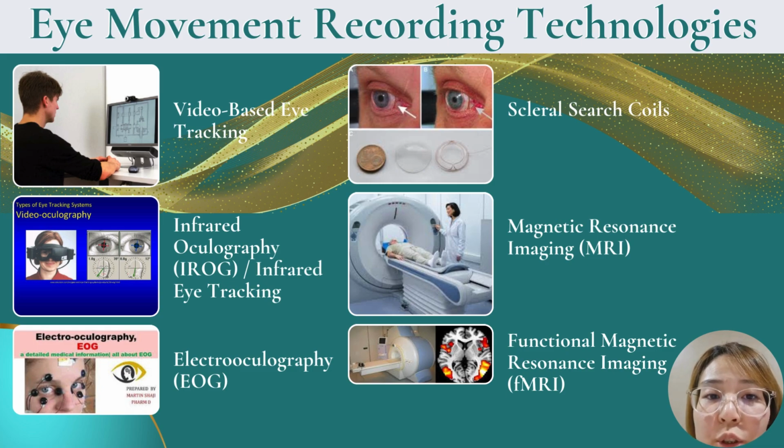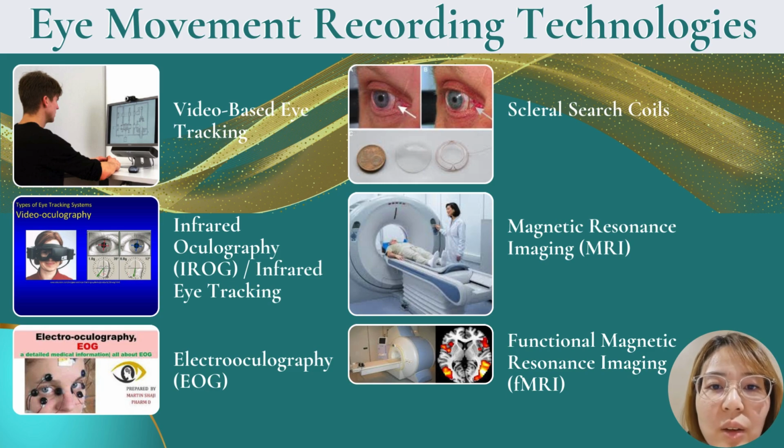Electrooculography, or EOG. EOG measures the eye's movement by detecting electric signals generated by eye movements. Electrodes are placed around the eyes to record these signals. This method is often used in clinical settings and sleep studies, especially for monitoring eye movement during REM sleep. Although it's less precise than other methods, it's effective for detecting large movements.